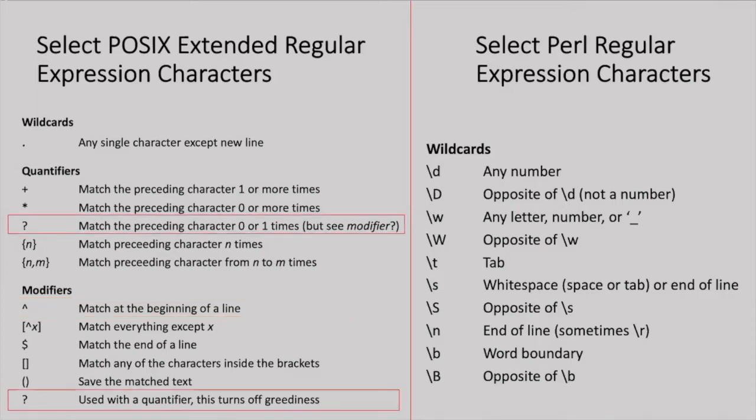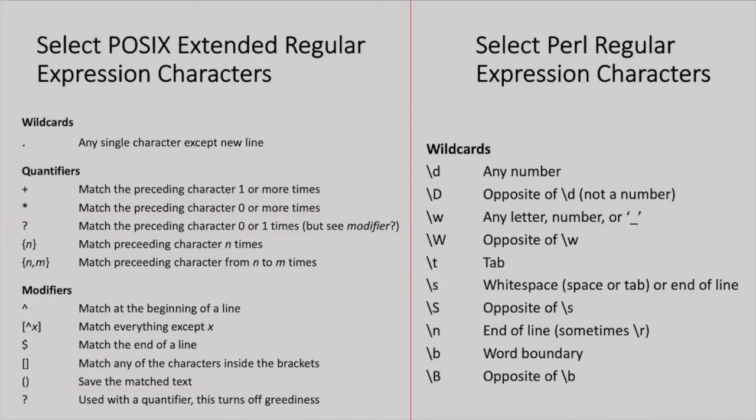Now, notice that I've included the question mark under both the quantifier and modifier sections. This is one example of how the interpretation of a specific character can change based on its context. A question mark after a character acts as a quantifier, except if the character it follows is one of the quantifiers. In that case, it serves a different purpose, as a modifier that turns off greedy behavior, which is something we'll talk about in the next video, where we'll practice with some regular expressions.